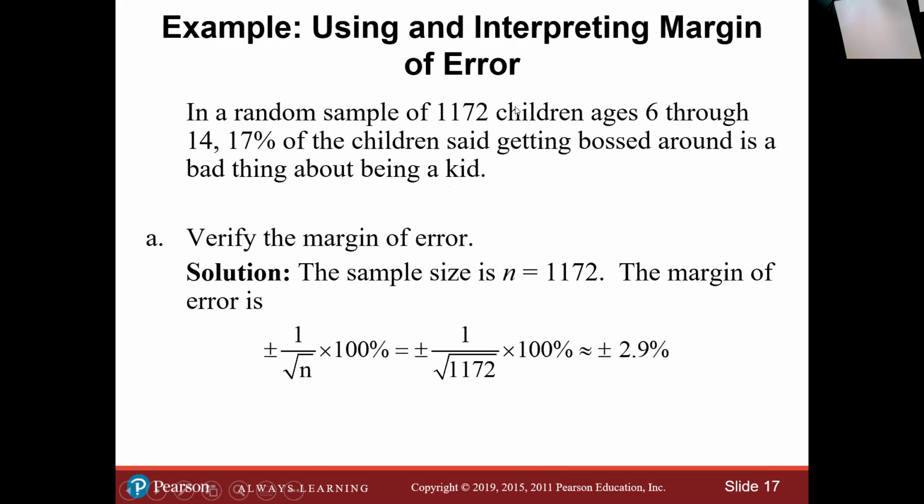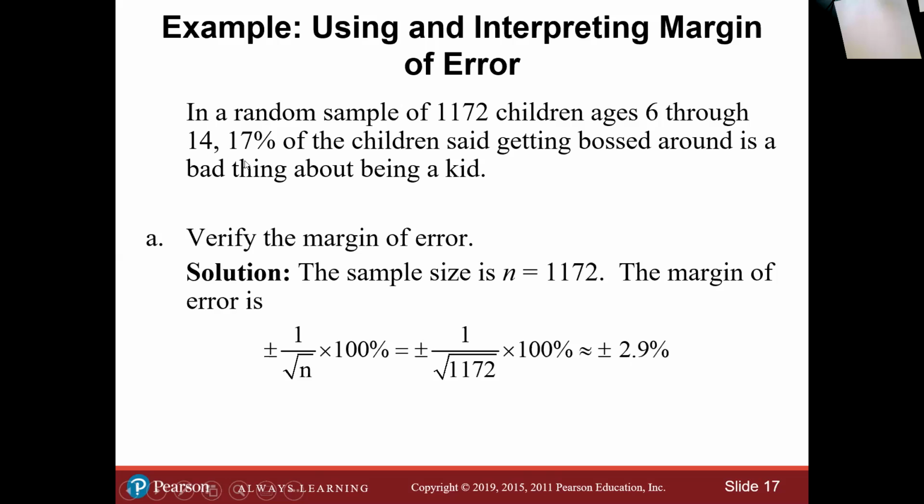So in a random sample of 1,172 children ages 6 through 14, 17% said that getting bossed around is a bad thing about being a kid. So we have this pretty simple survey here. Now, it's impossible to survey every single child ages 6 through 14. That would take a long time. It would be very expensive. So we use a sample of around 1,000 or so children. The margin of error, we take in the sample size, plug it into the formula. The margin of error is around 3%.